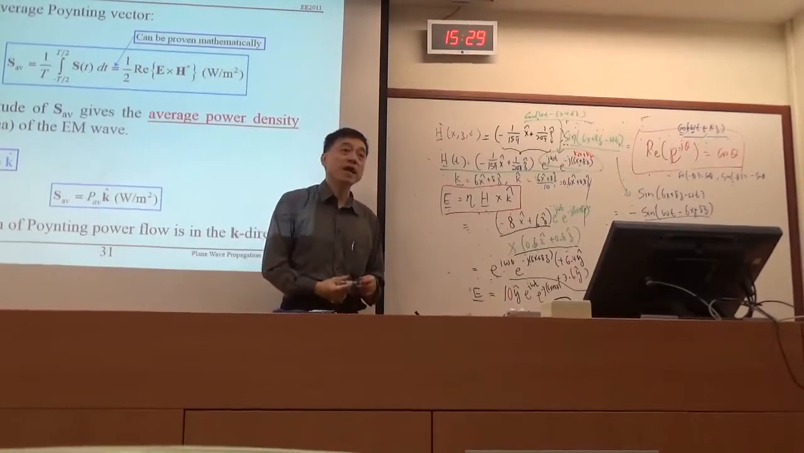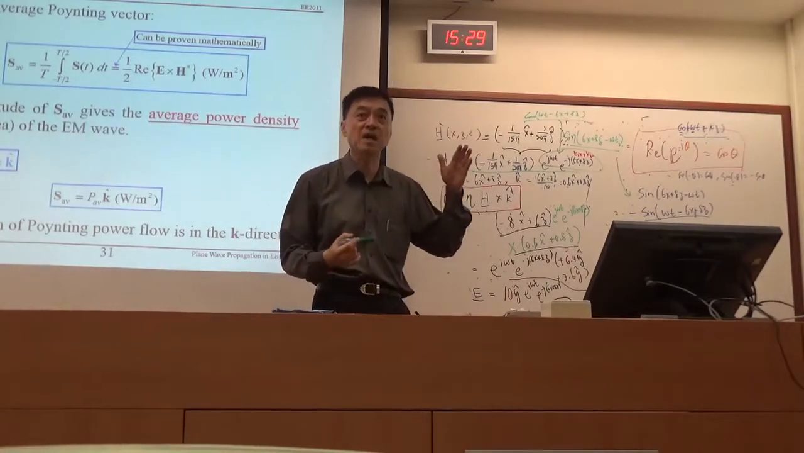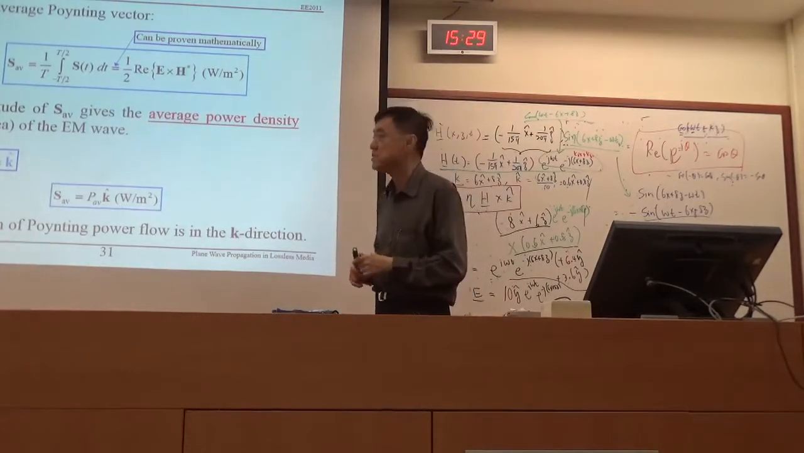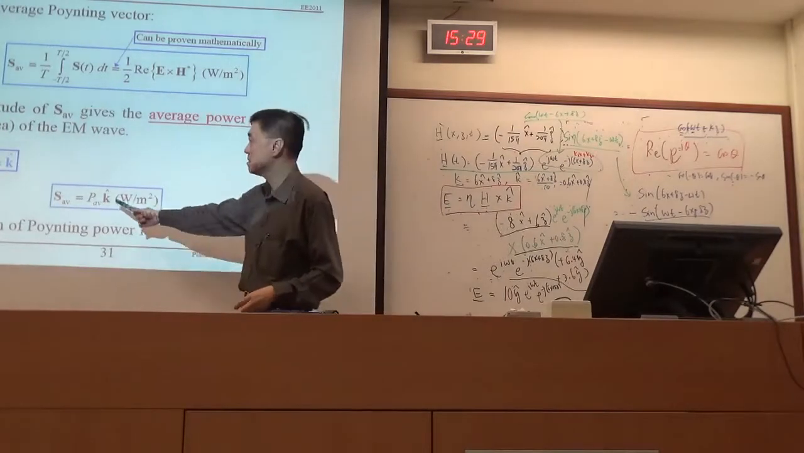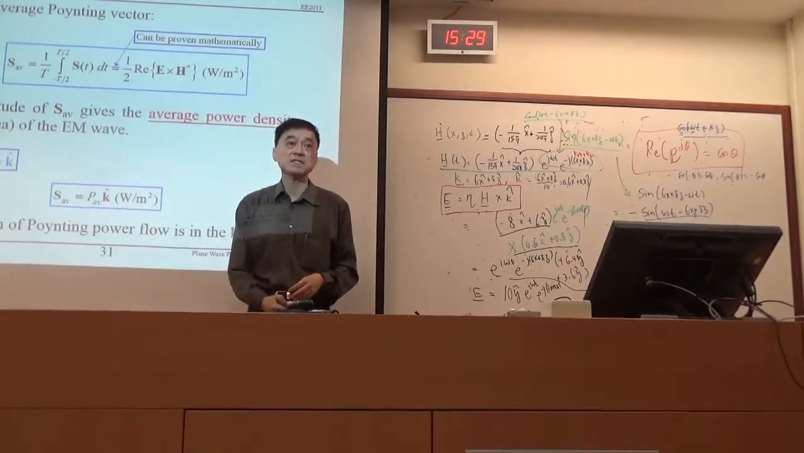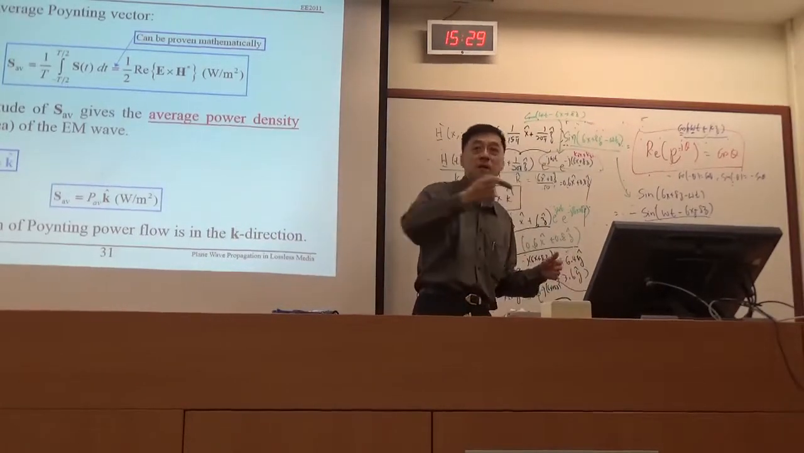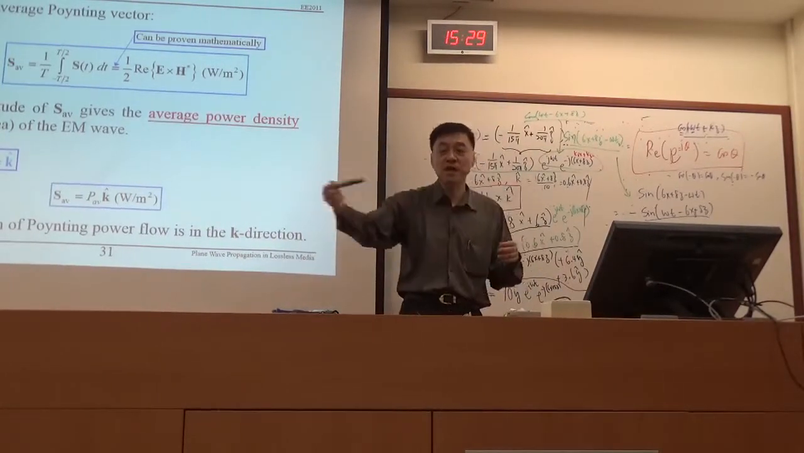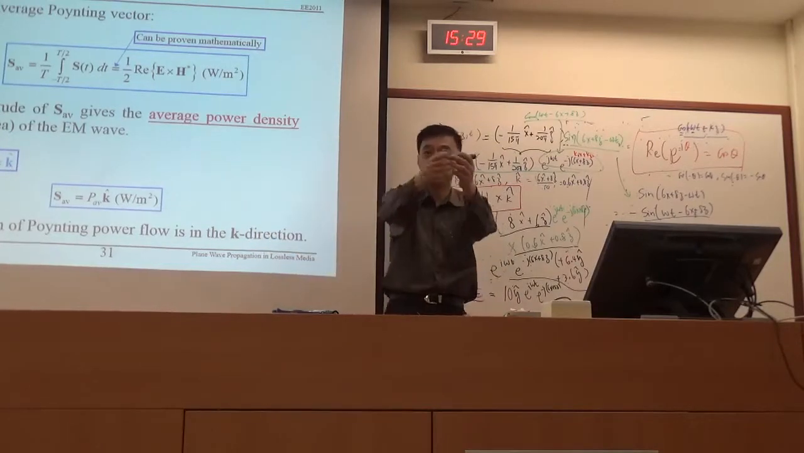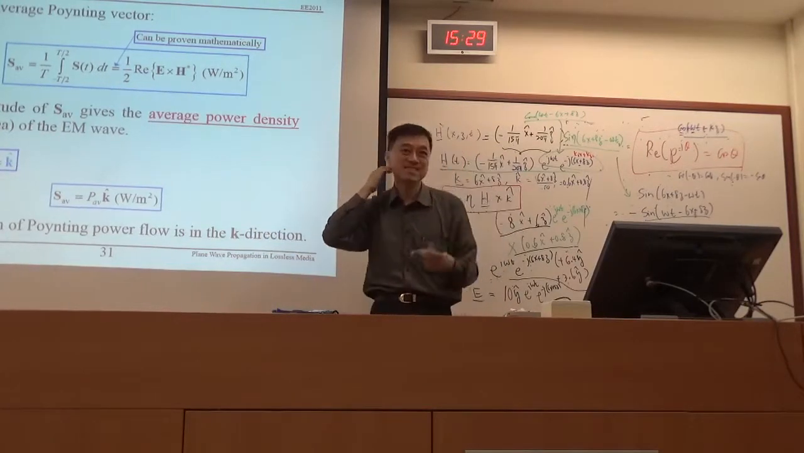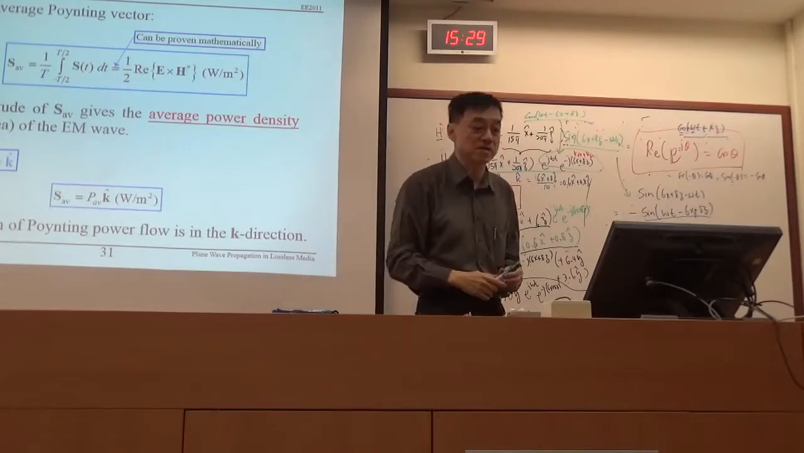Alright. And where is the power flow? The Poynting vector is always in the direction of k. Because if the wave propagates this way, the power flow is of course this way. It cannot be that the wave propagates this way and the power flows the other way around. I mean, this is ridiculous, right? So this is intuitively correct.